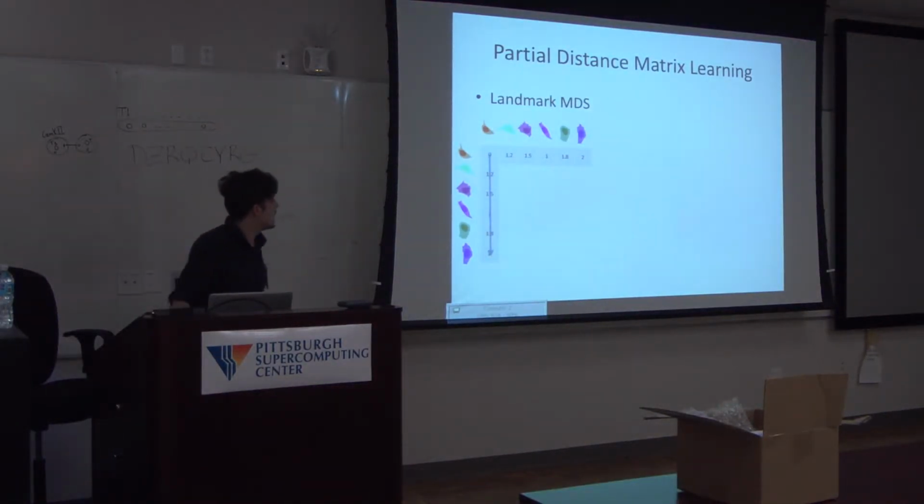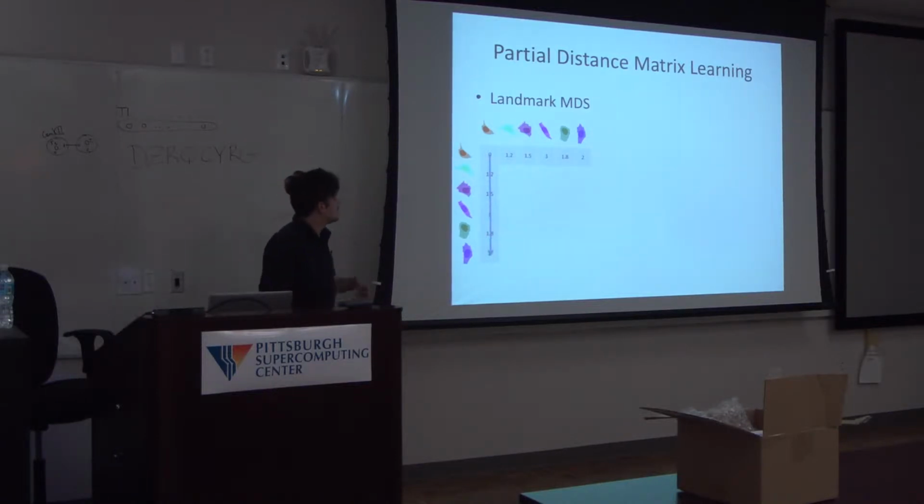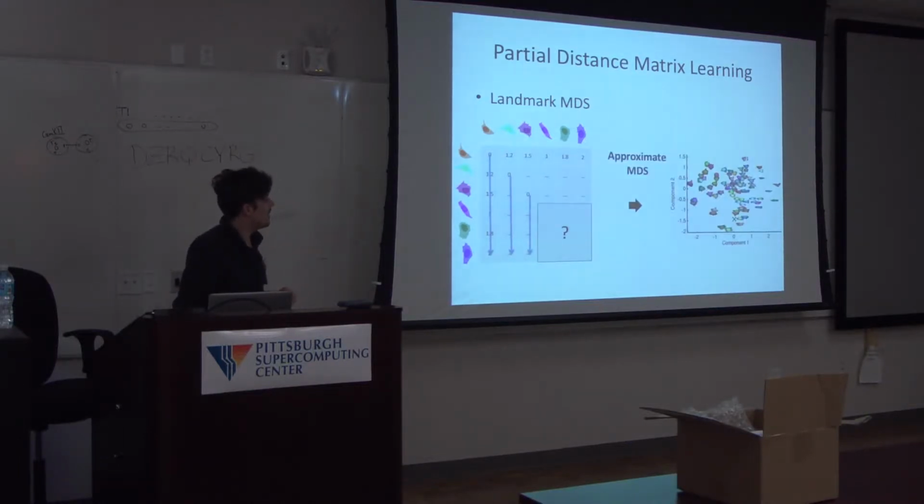So that would be taking cells, and these would be called landmark cells, and computing the distances between them and all the other cells in your collection. So that would be populating the distance matrix like this, ignoring that, and then embedding the whole complete set of shapes in your shape samples that you have.